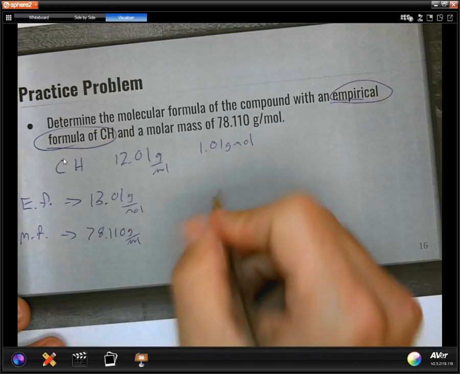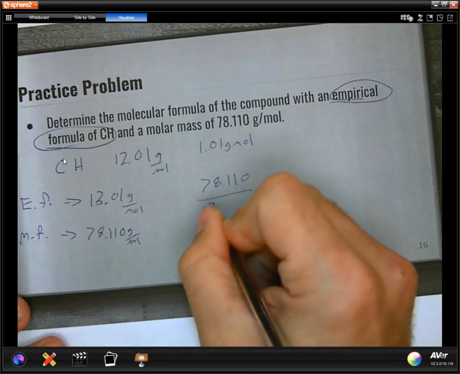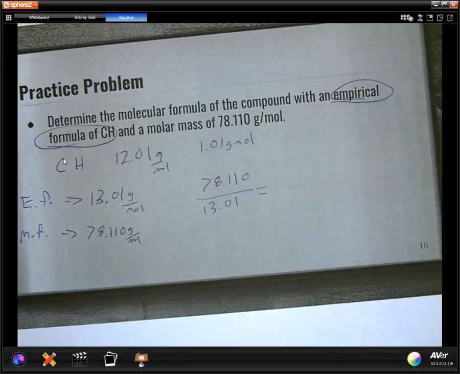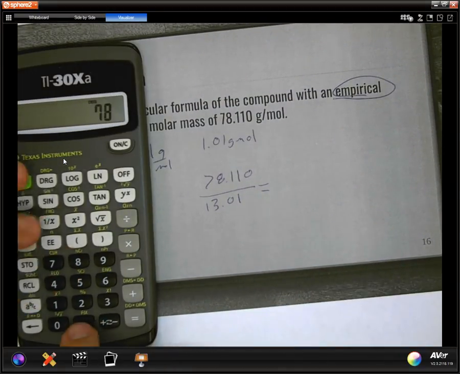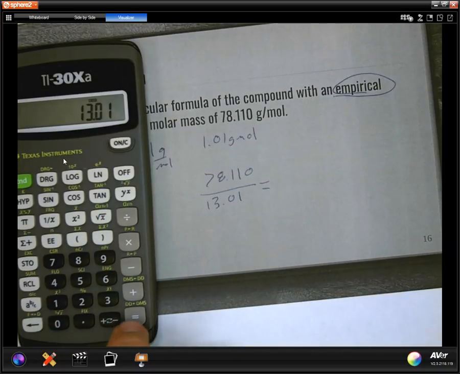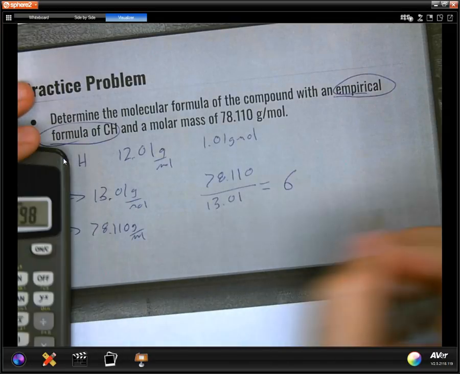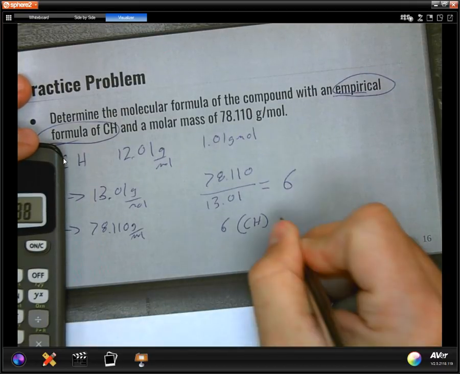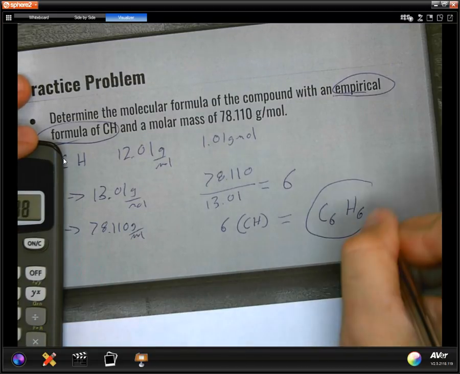We're simply going to divide. If I divide 78.11 by 13.01, what does that come out to? That's going to give me my multiplier. I take 78.11, divide that by 13.01, and it gives me a multiplier of 6. So now I'm going to take 6 times that empirical formula, and it's going to give me my new molecular formula right here.